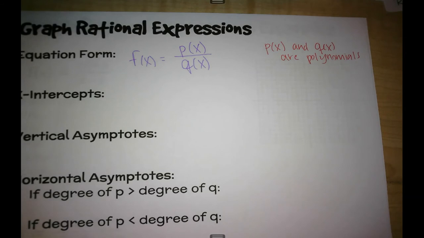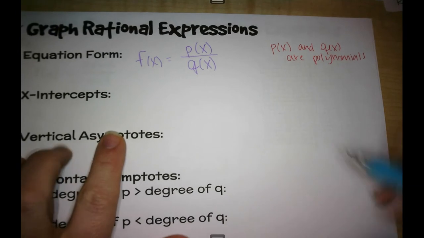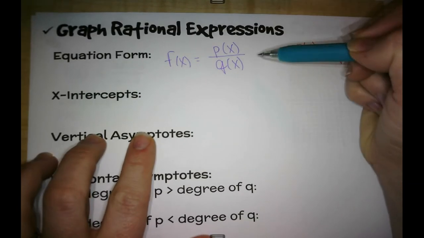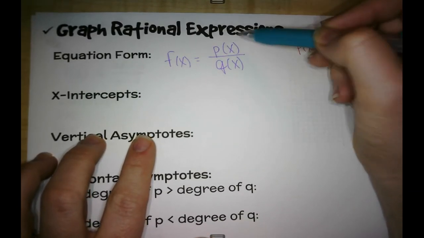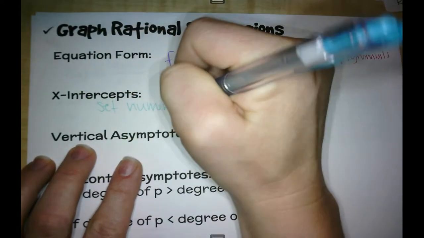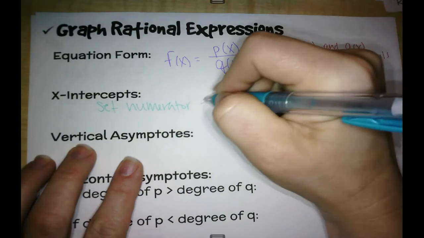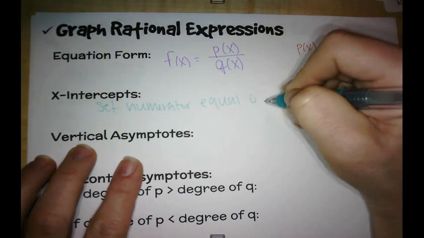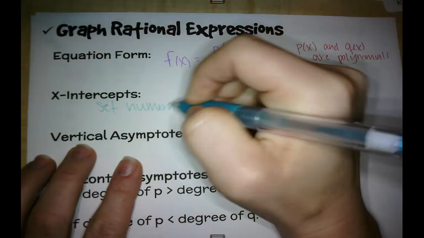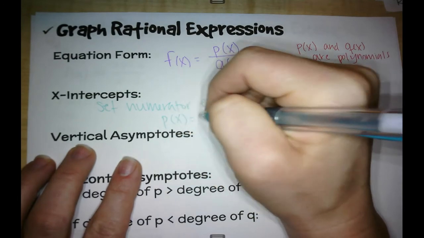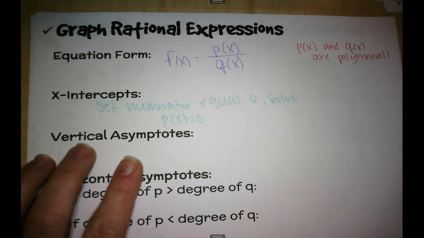Our x-intercept: in order to find out if there is an x-intercept, we are going to set this numerator, the top function, equal to 0 and solve. So we're going to say p of x equals 0 and solve for x.